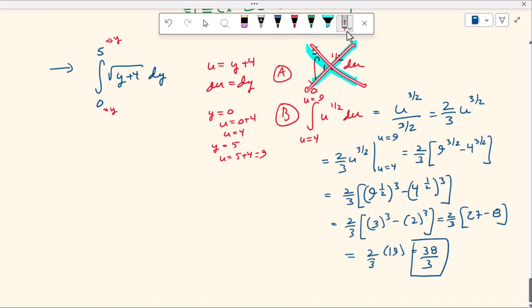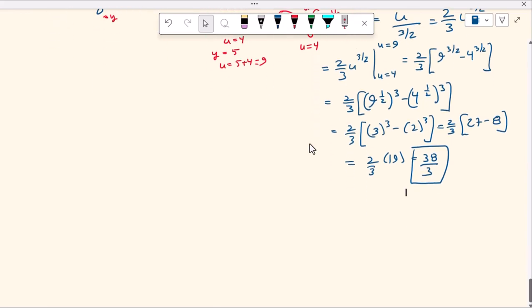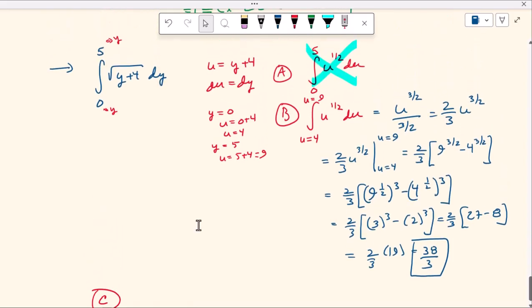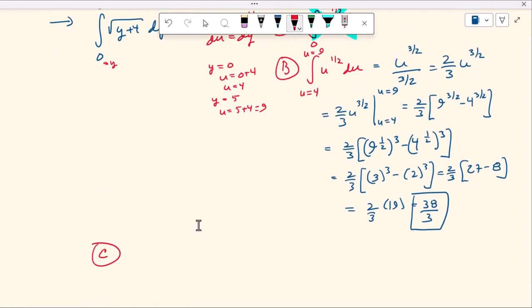Don't do this. B works if I change my limits of integration, but I could have also done a third way. I'm going to put it over here. This is getting a little messy. I could have rewritten this as the integral of u to the 1/2 du, and just dropped my limits of integration, and then put them back in later.